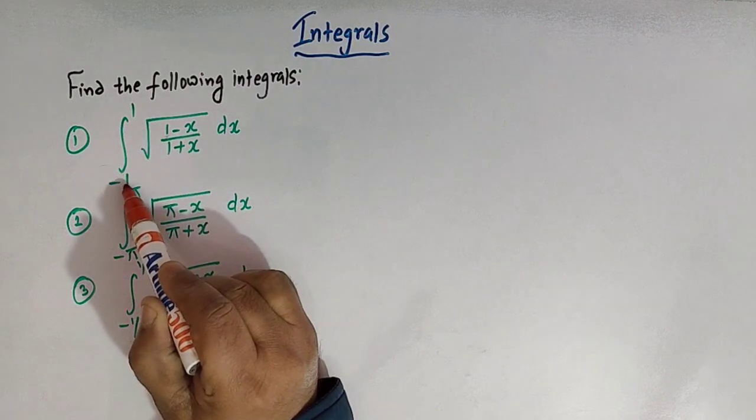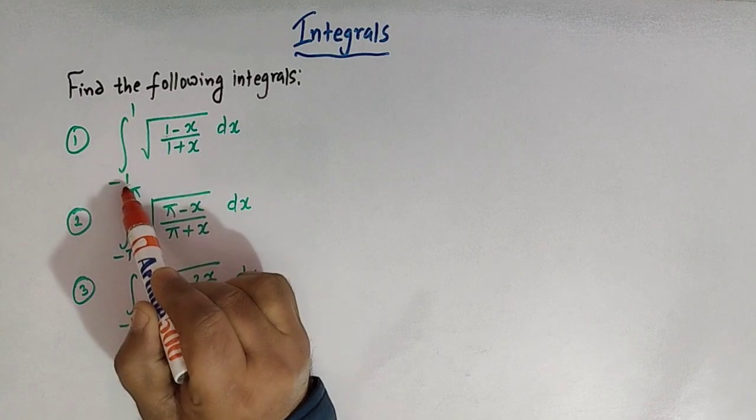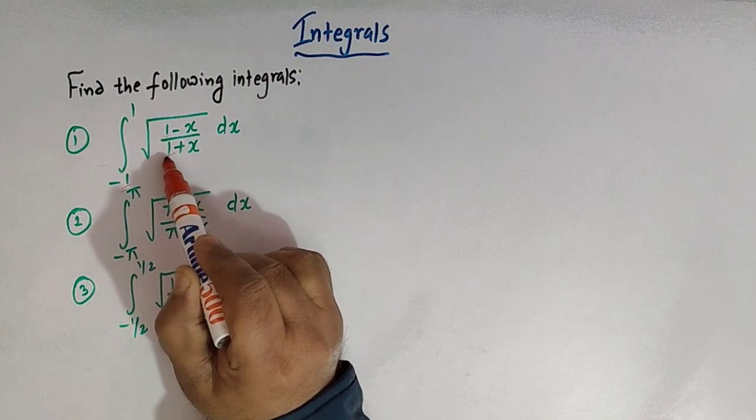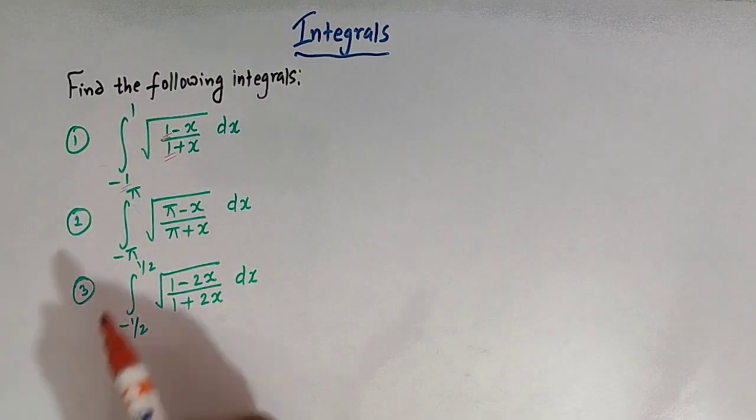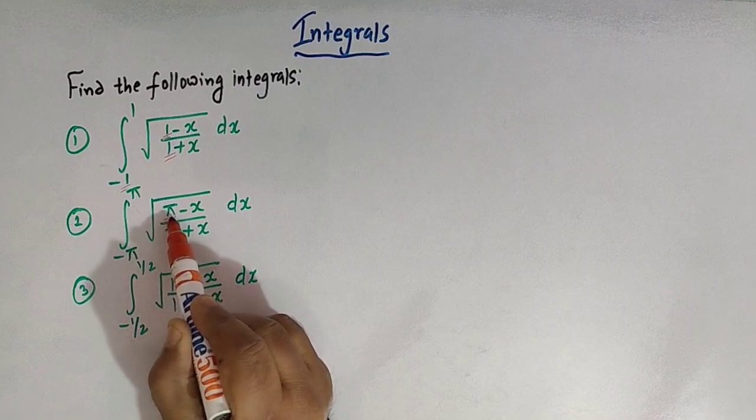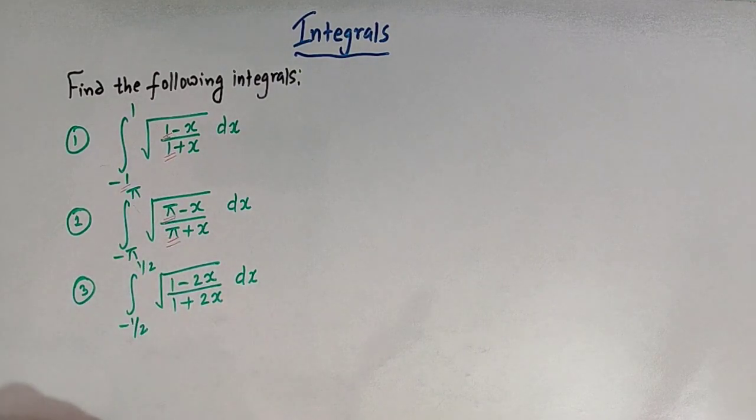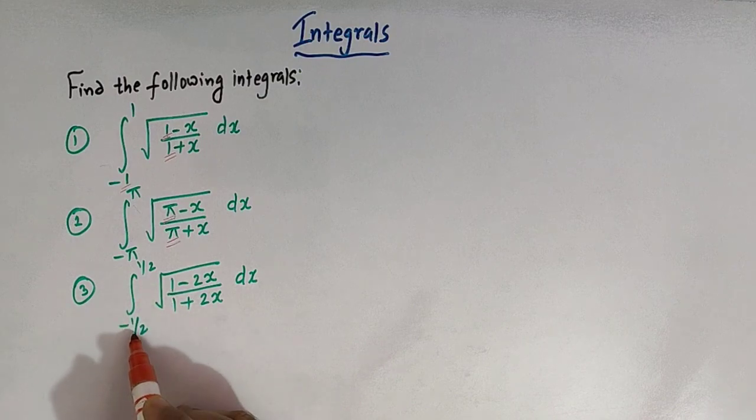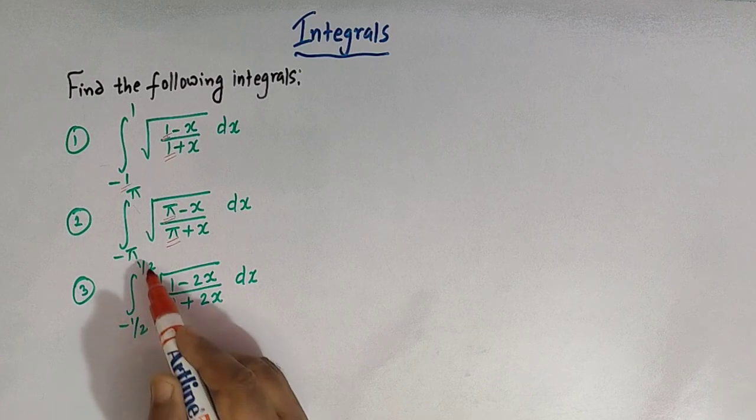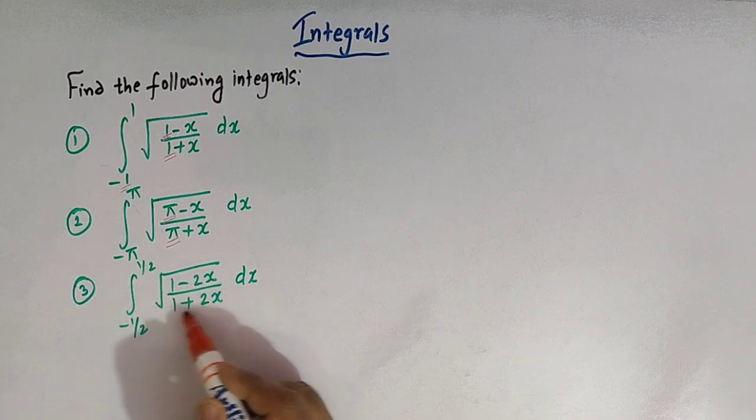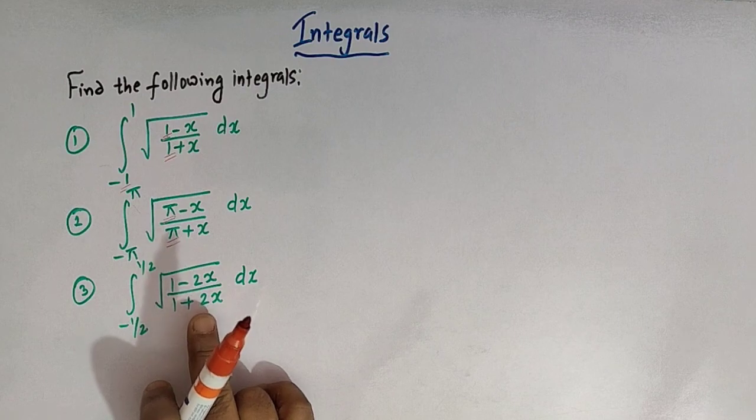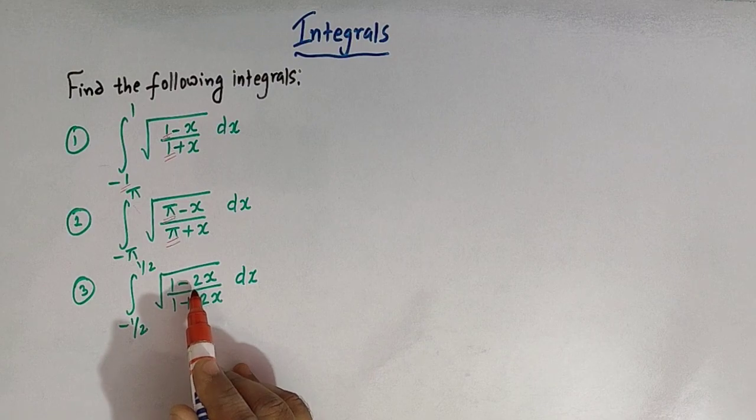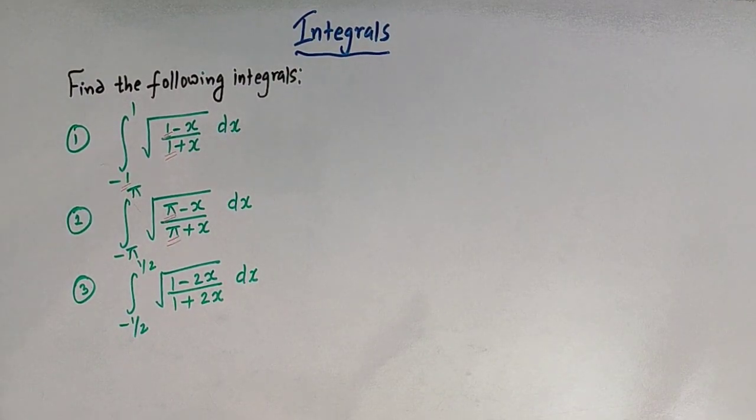So see, the number 1 which appears in the lower limit as well as in the upper limit appears in the integrand, right? And similarly here, we have pi, and here also we have pi, and here we have 1, and here we have 1, while here we have the limits minus half to half, right? So here we'll change this integrand by dividing the numerator and denominator by 2, right?